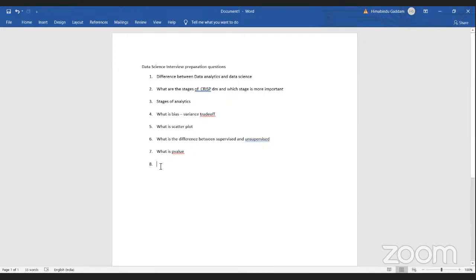Okay, next question. How to combat overfitting and underfitting?